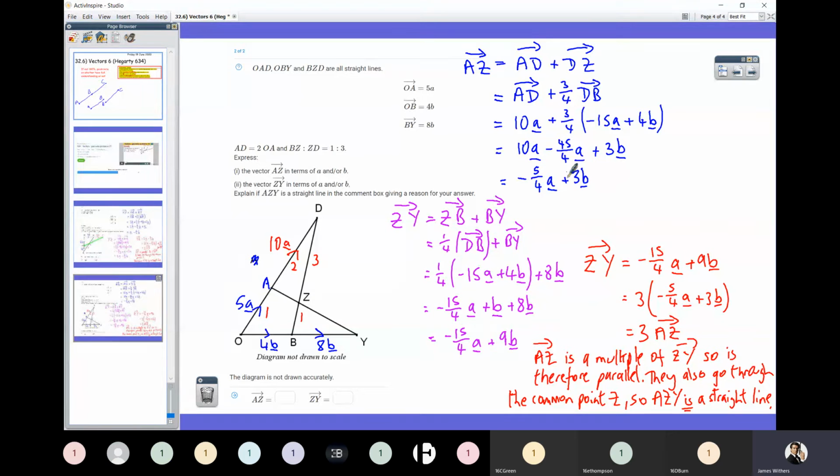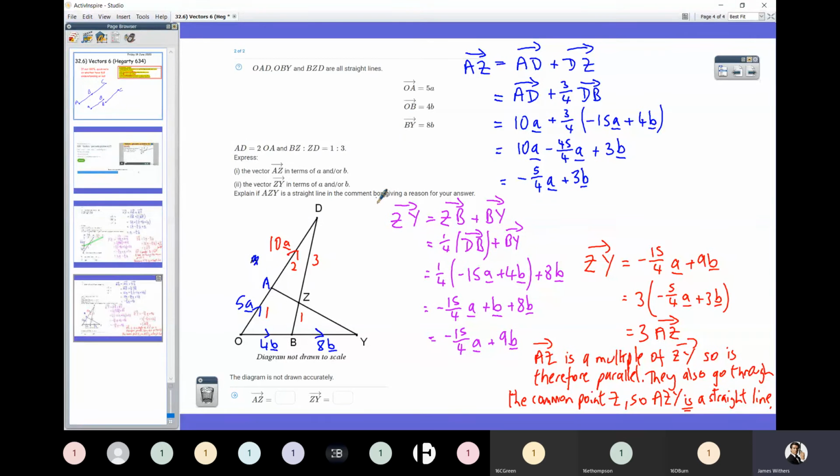So I explain how they are multiples of each other. Because they are multiples of each other, they are therefore parallel. And the final point: because they go through the common point Z, you can conclude that A to Z to Y is a straight line.